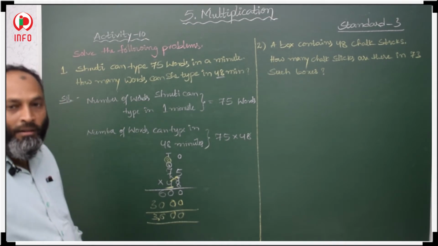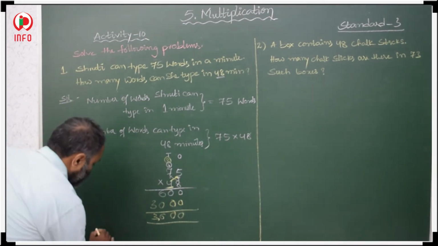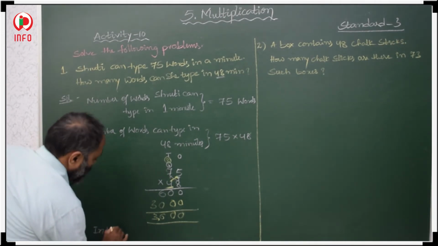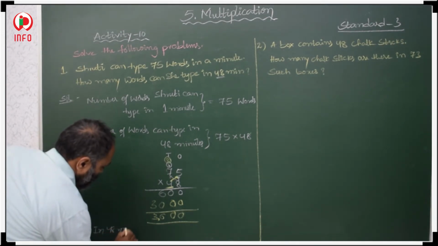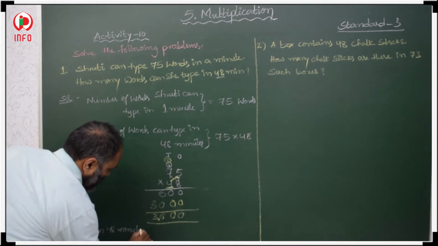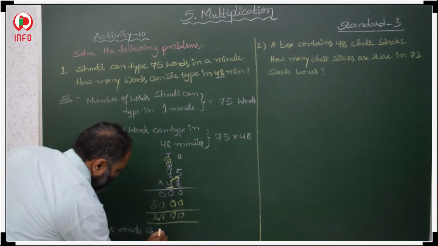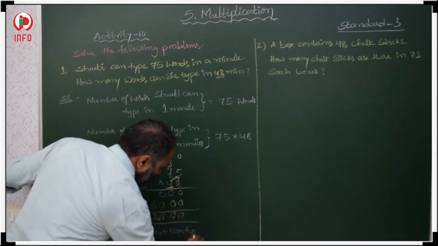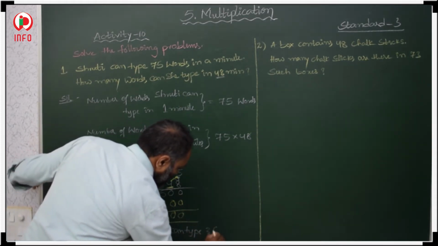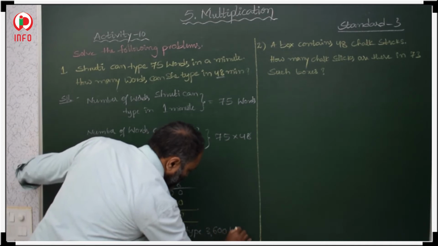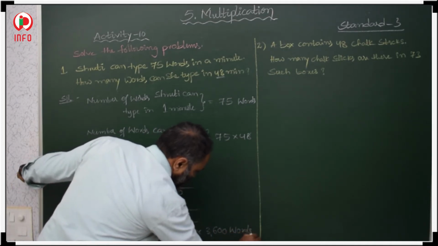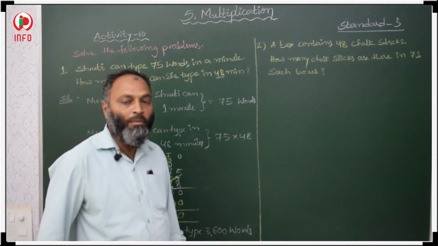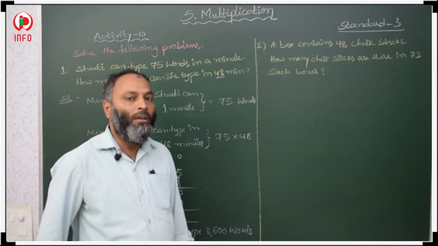3600 words. Therefore, in 48 minutes, Shruti can type 3600 words. This many words she can type in 48 minutes.